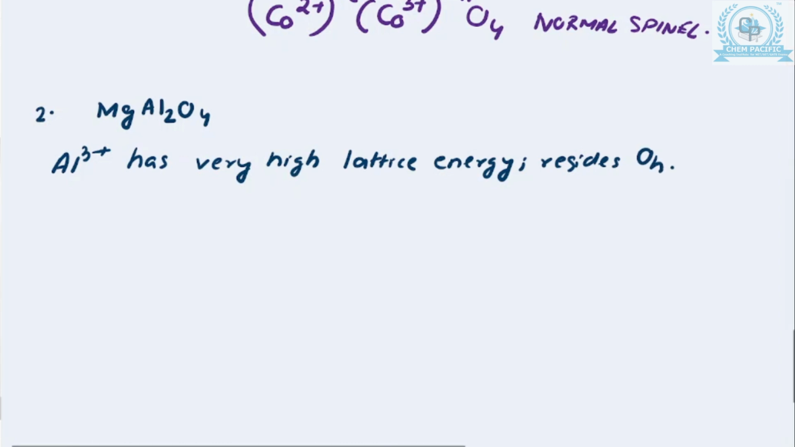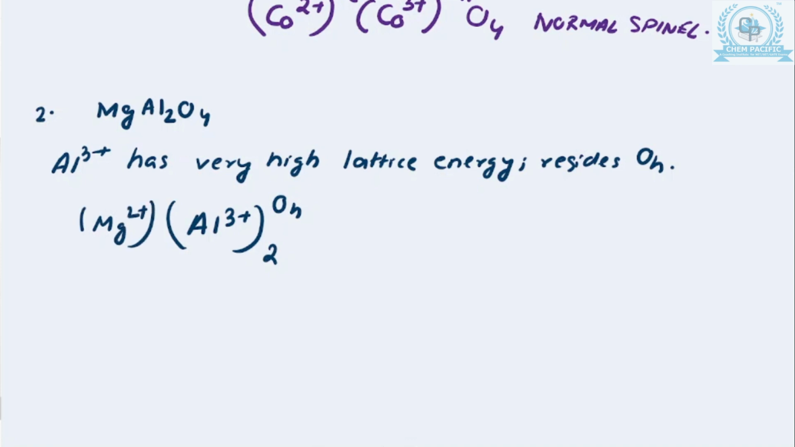octahedral void. That is why mostly अगर Al3+ octahedral void में रहते हैं, Al3+ which is 2 in number and if it resides in the octahedral, तो Mg2+ it will reside in the tetrahedral void and therefore it is always a normal spinel.